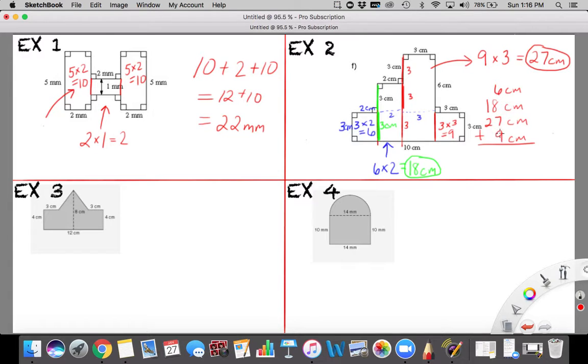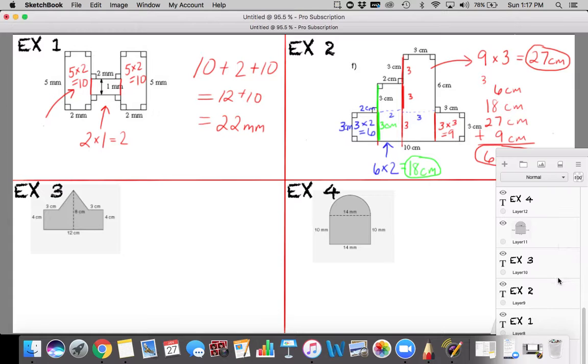So 9 plus 7 is 16. 16 plus 8 is 24. 24 plus 6 is 30. Carry the 3. 3 plus 1 is 4. 4 plus 2 is 6. So 60 centimeters is the area of this entire composite figure. Now, I know that was a lot, so you may want to take this video and rewind it, pause it, run it back. But that's how you find the area of that one.